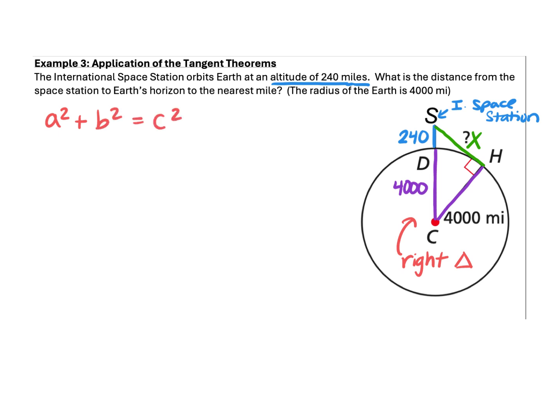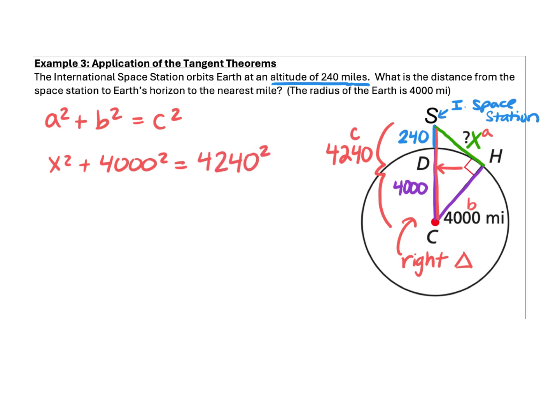Notice that the x and the 4,000 are the a and the b, they're the legs. So x squared plus 4,000 squared equals, and then c is the hypotenuse, which is this full distance right there. So for that, you're going to need to add up the 4,000 plus 240, and that's 4,240. So that's going to be our c value. And then you can actually do most of this in your calculator.